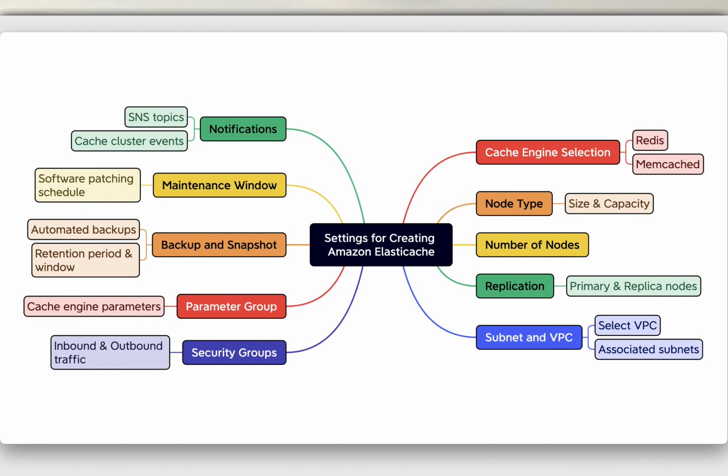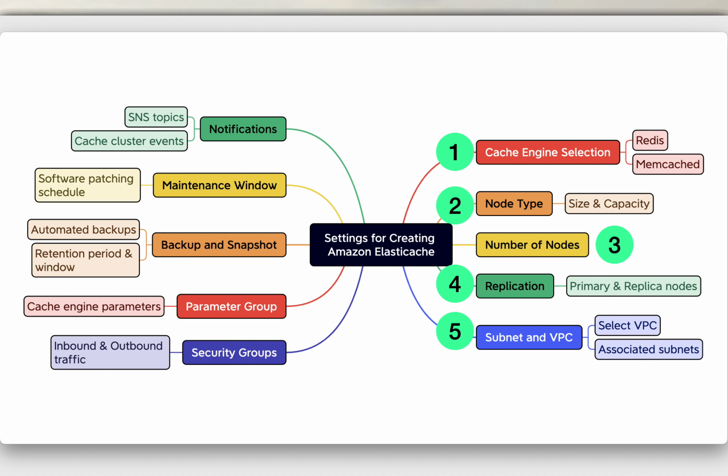Settings for creating Amazon Elasticache. 1. Cache engine selection. Choose between the available caching engines, Redis or Memcached. 2. Node type. Determine the size and capacity of the cache node, based on memory and CPU requirements. 3. Number of nodes. Define the number of cache nodes required for the cluster. 4. Replication. For Redis, set up primary and replica nodes for data redundancy and read traffic distribution.